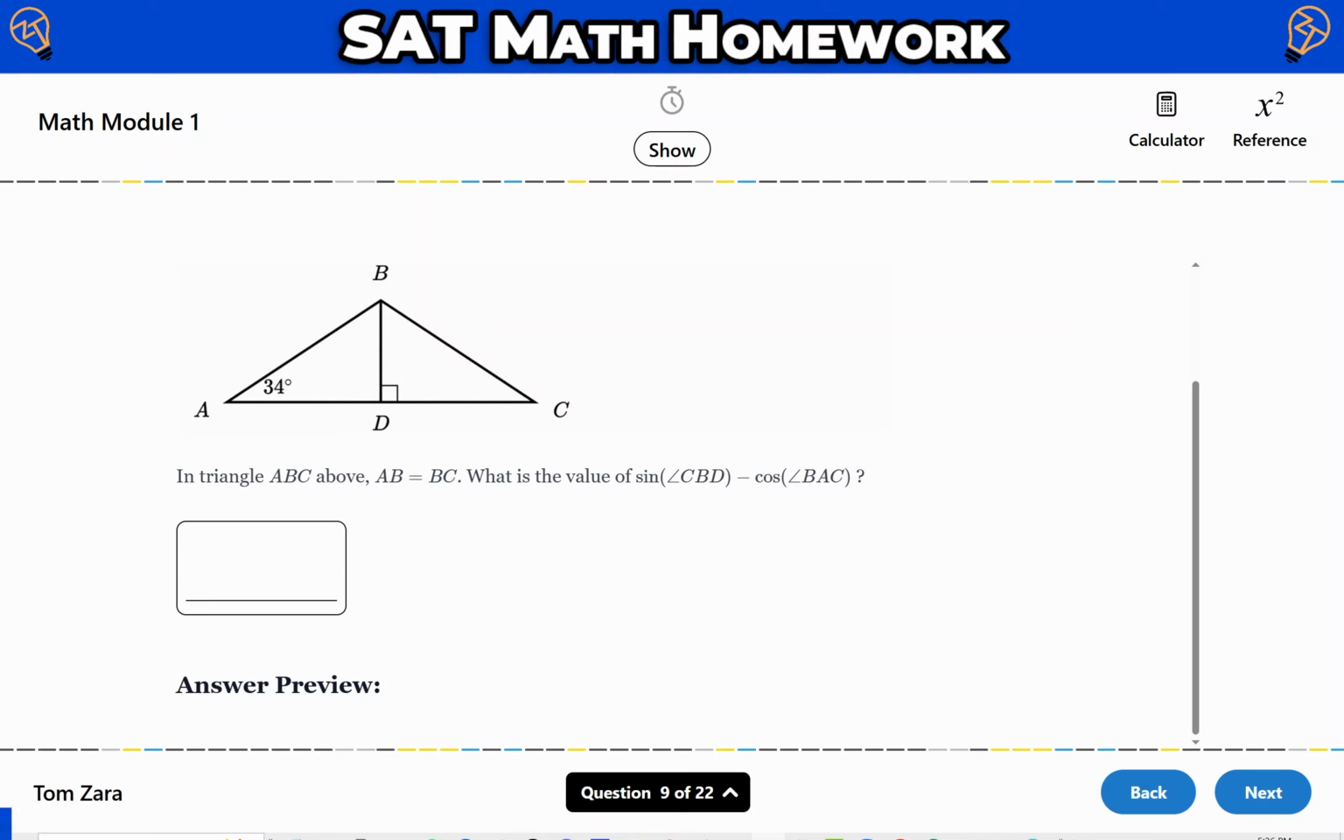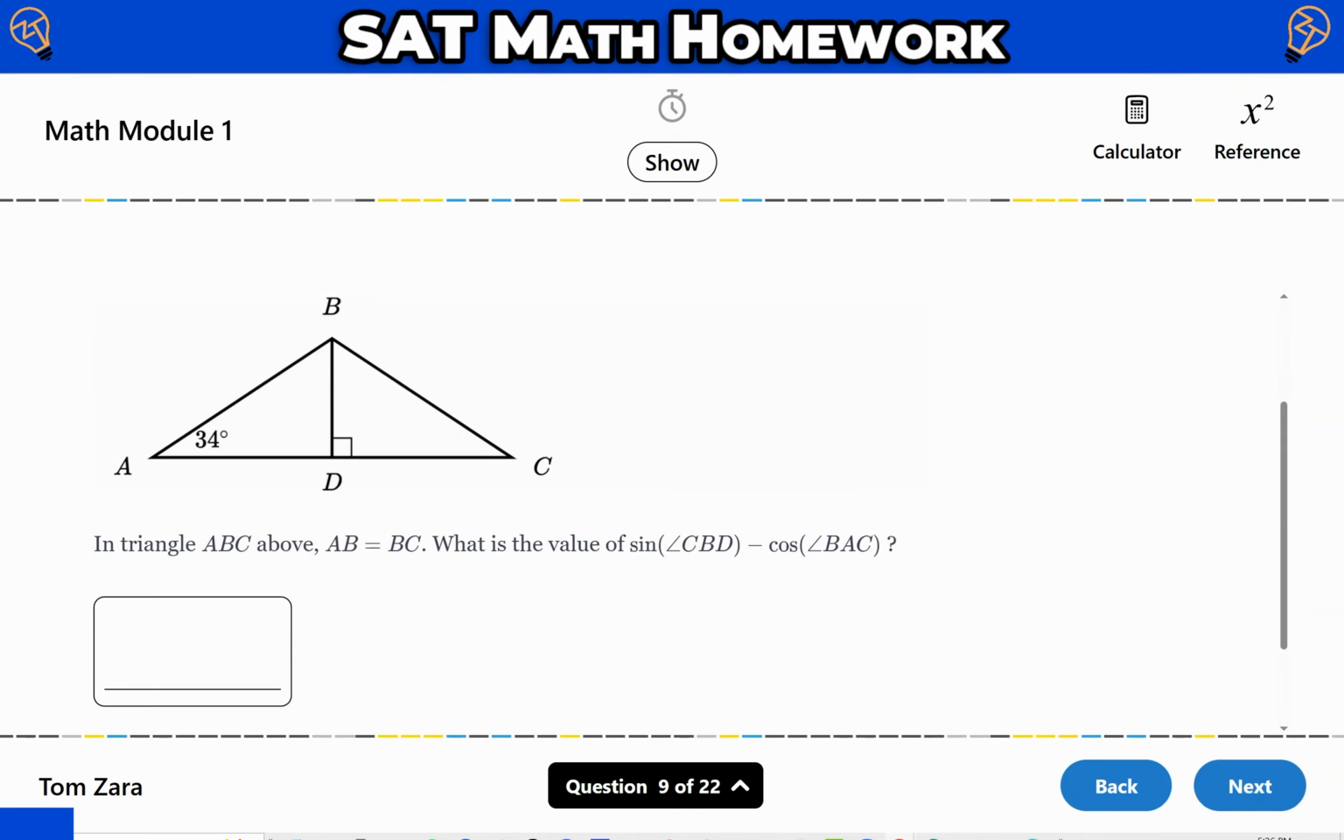Questions like these are really testing you on something called a co-function identity. So let's go ahead and get the screen a little bit larger here, and we'll take a look at everything that we currently know. So let's start with the fact that we know that the length of AB is equal to the length of BC. So we'll go ahead and put a tick mark in each of those to indicate that they're congruent.